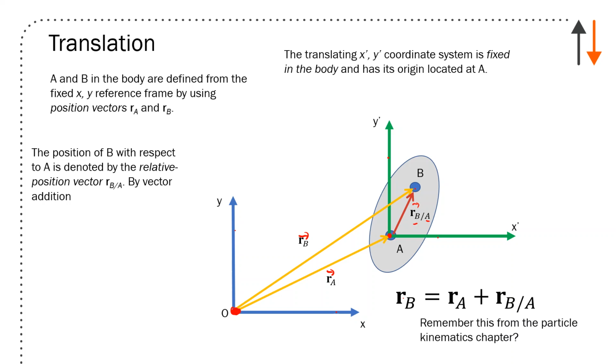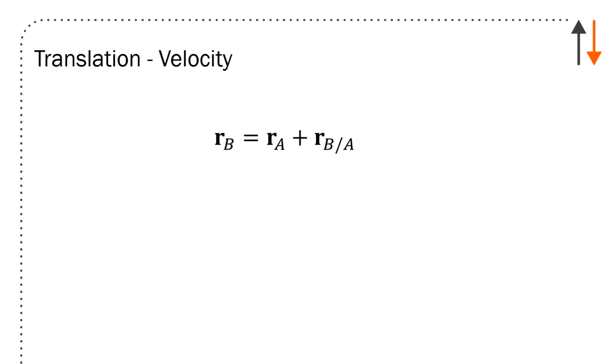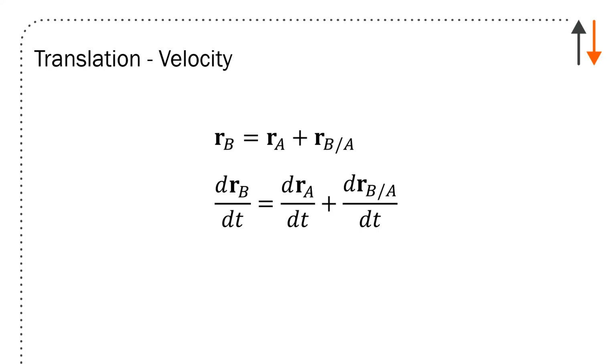And you'll remember this from the kinematics chapter where you had similar problems to deal with, and you've talked about this in the past. So if we go to velocity, I can write r_B equals r_A plus r_B relative to A, so that's good. That's my original position expression, and I can differentiate it.